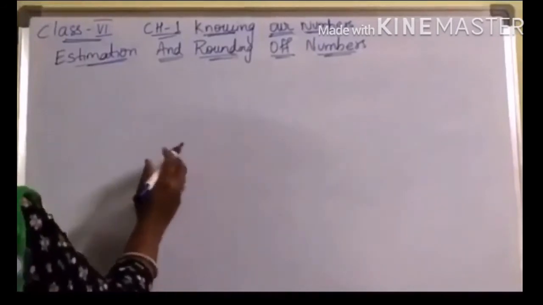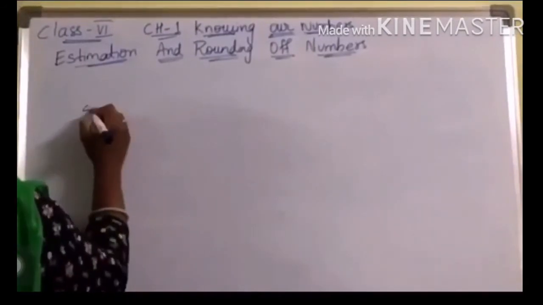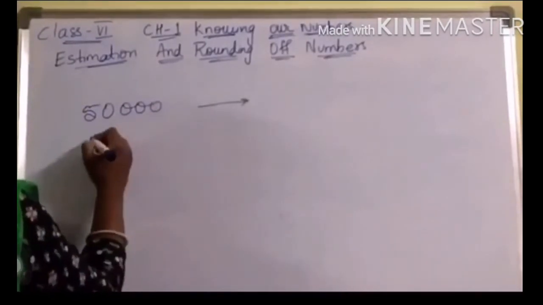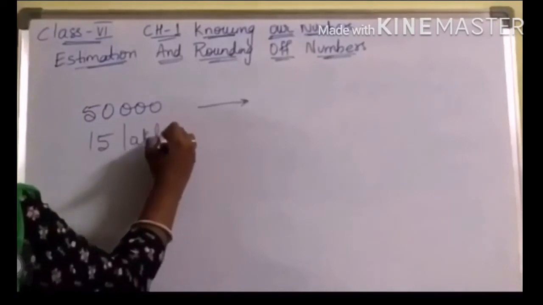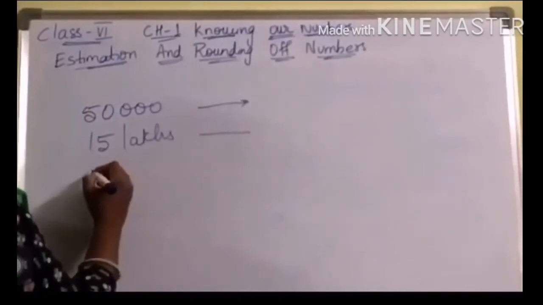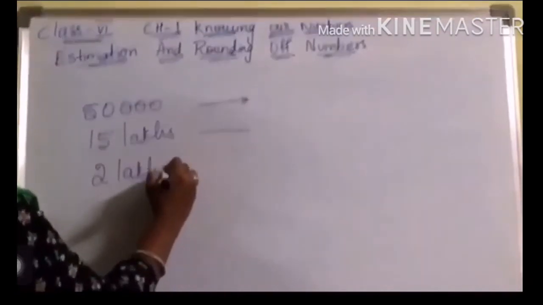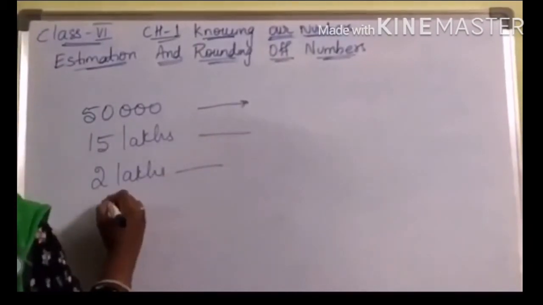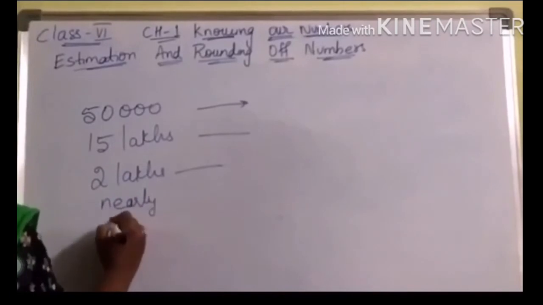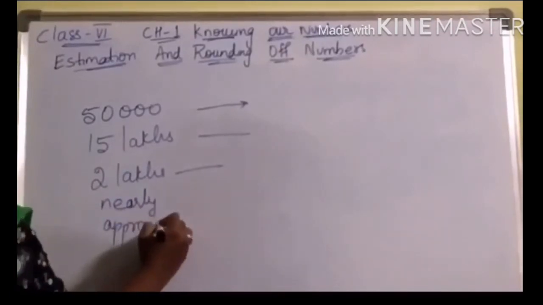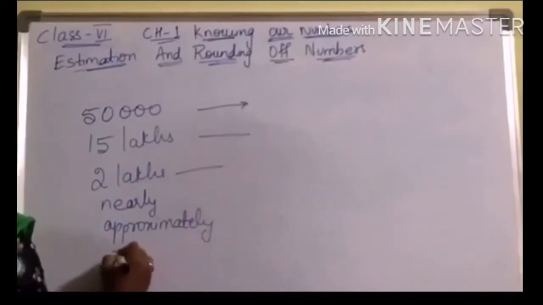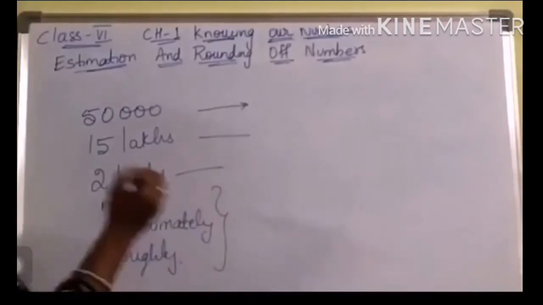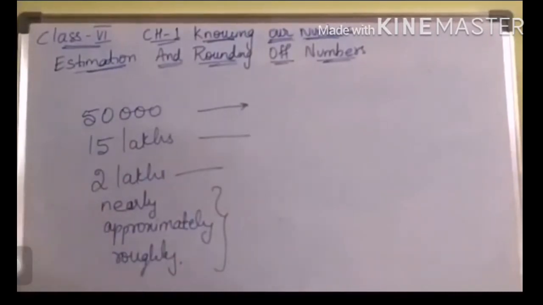Here we come across many situations in our daily life such that 50,000 people visited Nampally exhibition, and suppose 15 lakh students are appearing SSC board examinations this year, or 2 lakh people affected by coronavirus in India, right? Now here, words like nearly, approximately, roughly do not show the exact number of people.